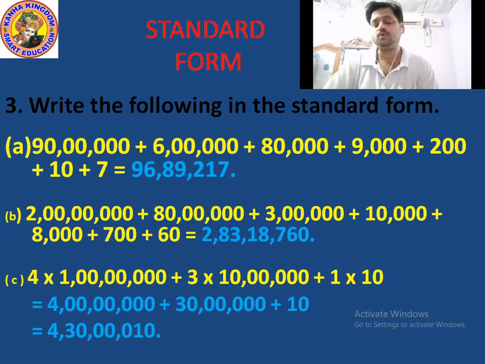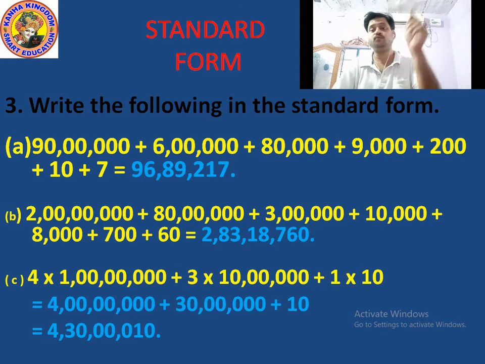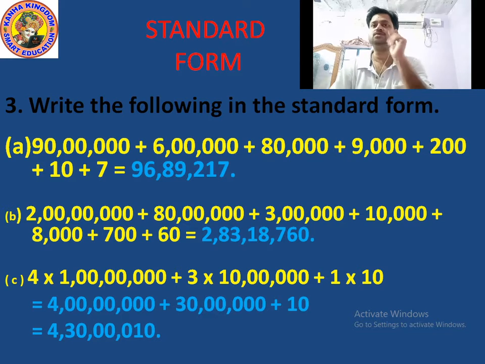Okay, so this is the third part of this question. It is 4 multiplied by 1 comma 00 comma 00 comma 000 plus 3 multiplied by 10 comma 00 comma 000 plus 1 into 10. So this is the question. Now I will explain how to solve this question.